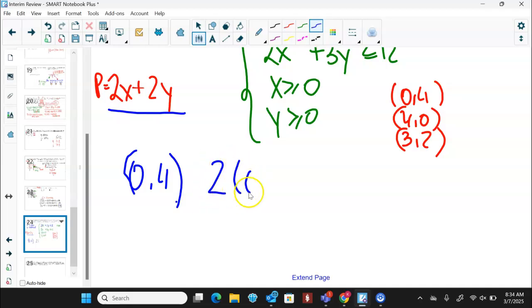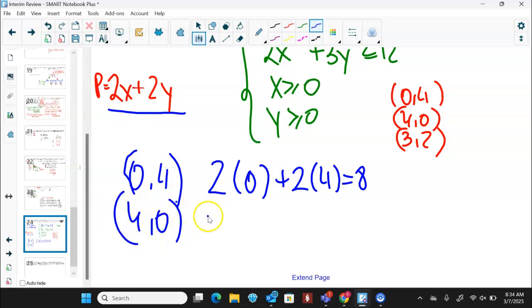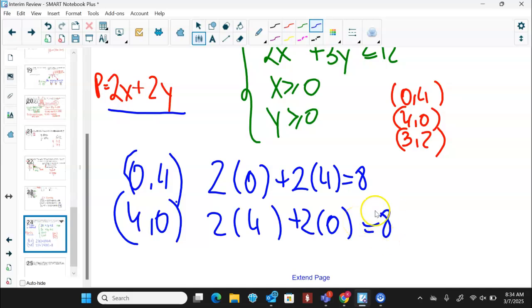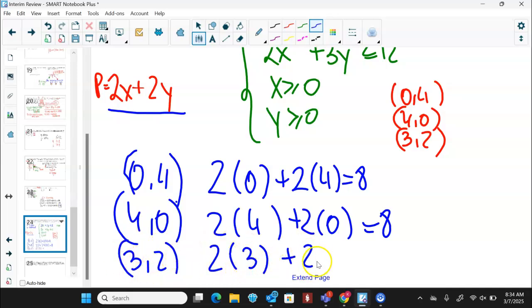So that's 2 times 0 plus 2 times 4, it's going to be 8. Then the next point is (4, 0), so now we're doing 2 times 4 plus 2 times 0, that's also 8. And then lastly, we have the point (3, 2), which is our vertex. So 2 times 3 plus 2 times 2 is going to give us 12.